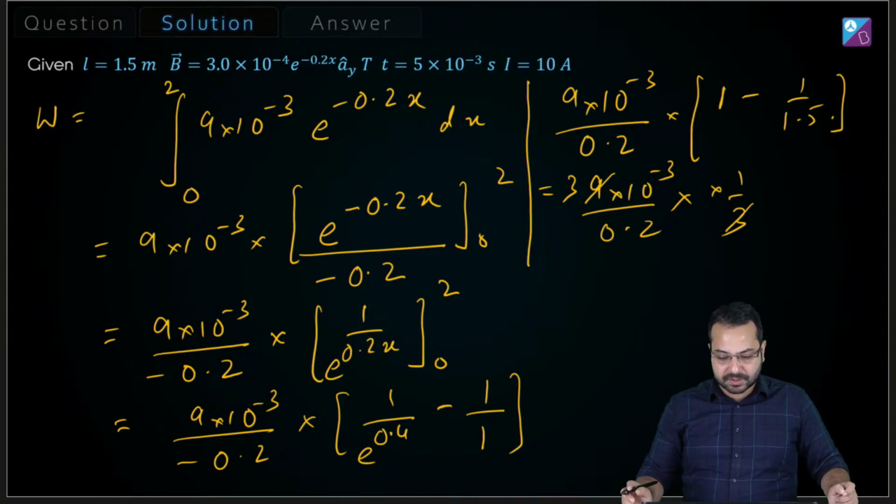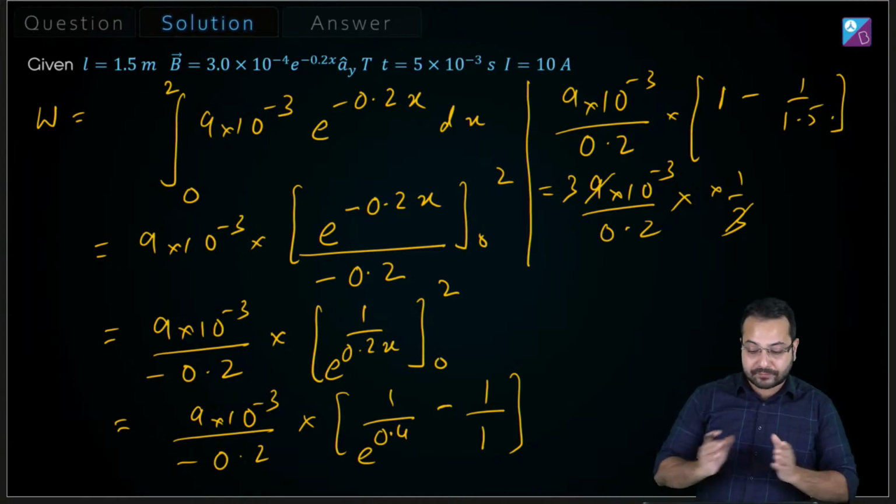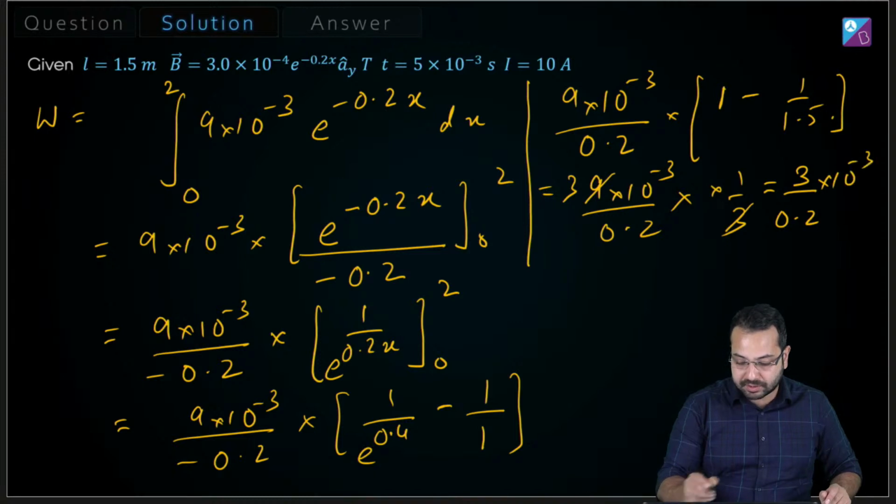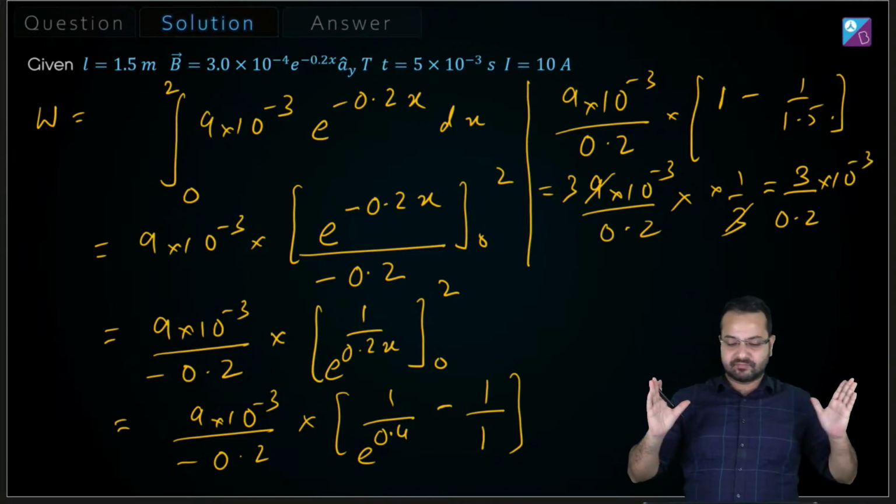And it gives me, but have we made a mistake somewhere? Have we made a calculation error? Oh no, we have not arrived at the answer. So this is 3 upon 0.2 into 10 to the power minus 3. Okay, so this is the work done. That's fine.